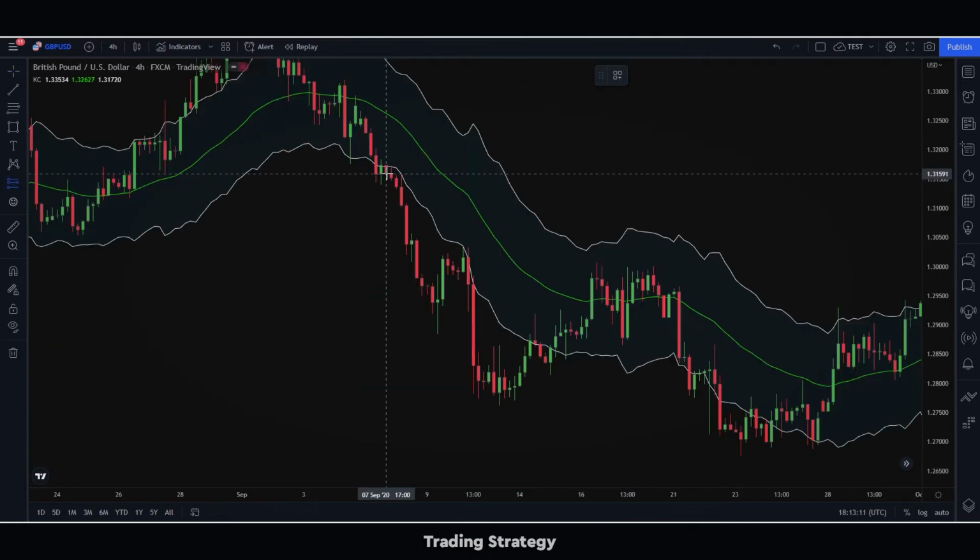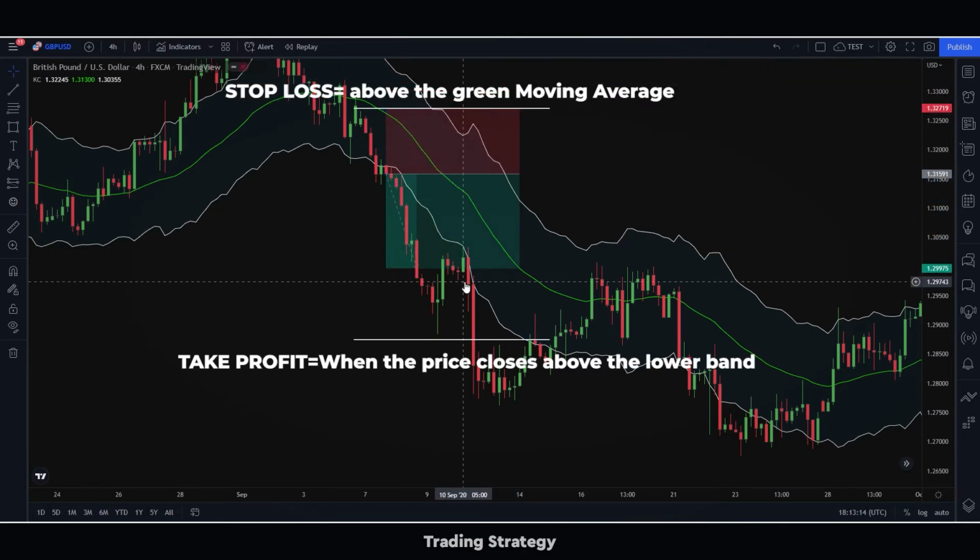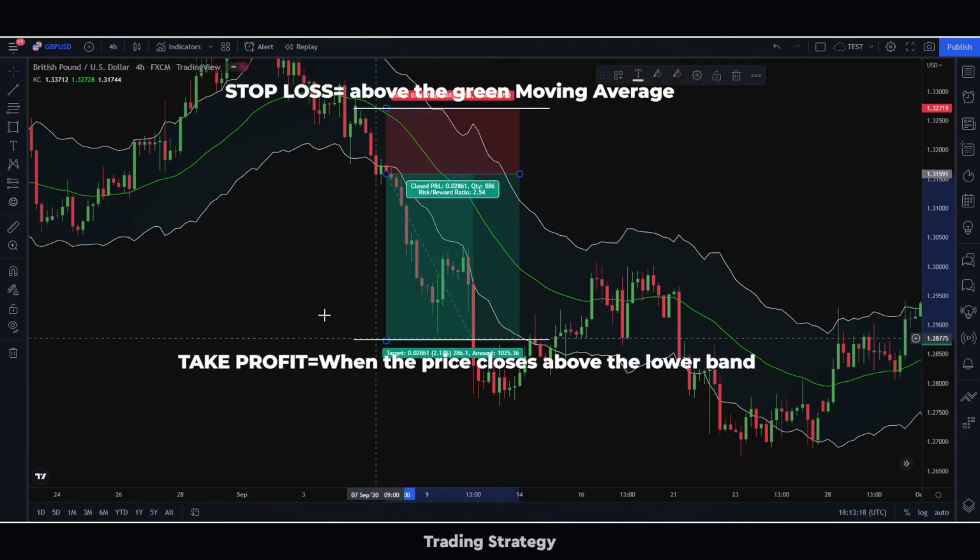To make a sell trade, we will have to wait for the Keltner channel to break from the top down. In case it does, we will make the sell trade. We will put our stop loss above the green moving average and our take profit when the price closes above the lower band, as long as we have a positive benefit.